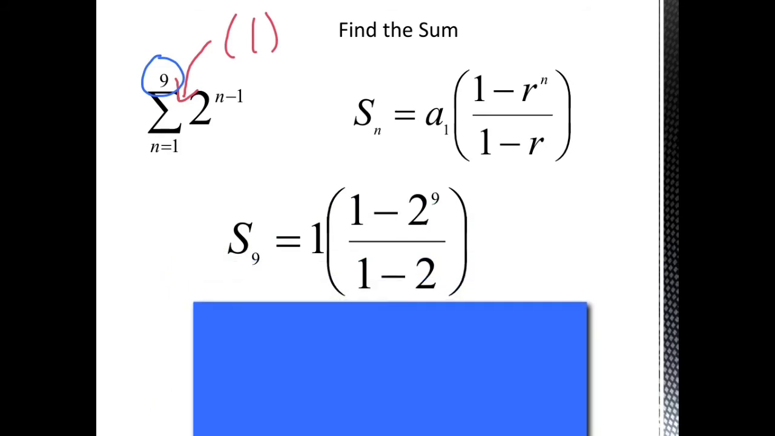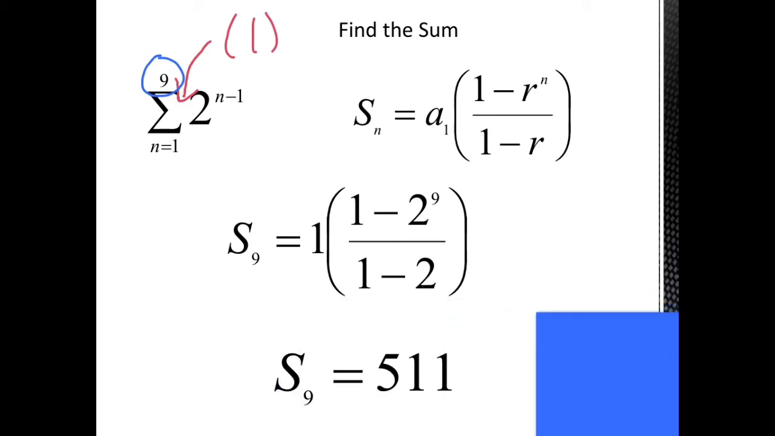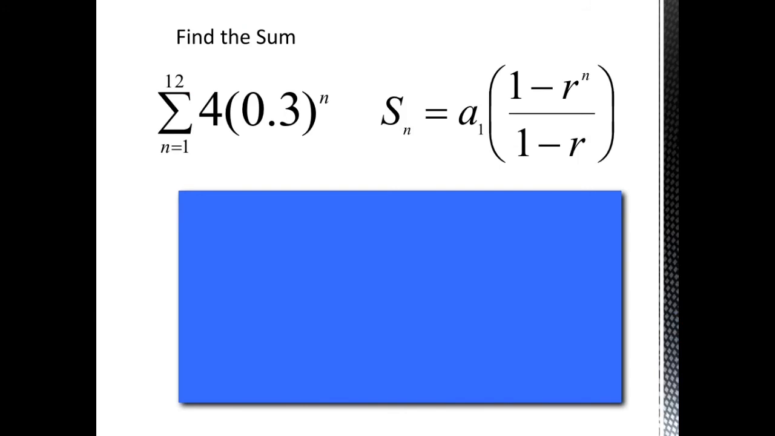So I have 1 times 1 minus 2 to the 9th over 1 minus 2. Simplifying all of that and plugging it into the calculator will give you 511 as the sum of the first 9 terms for that sequence. Alright, your turn. So we have the sum of the formula 4 times 0.3 to the n. I want you guys to go ahead and try and find the sum.